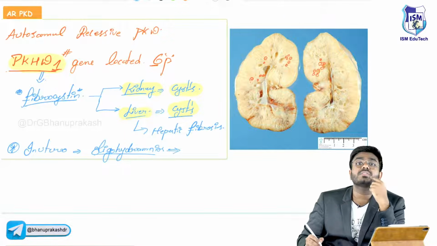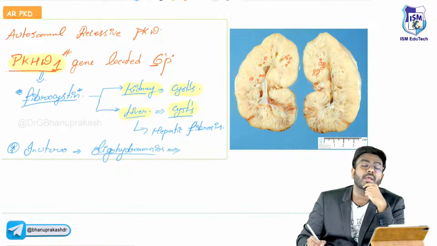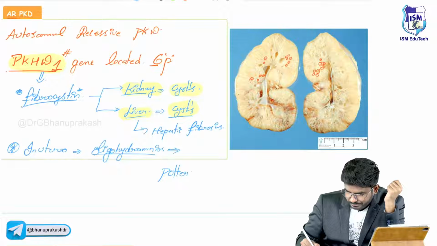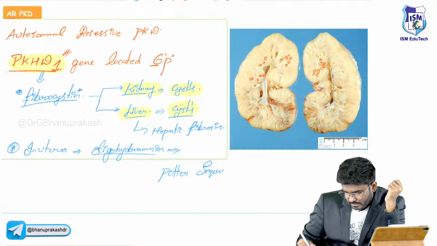Whenever there is oligohydramnios, which sequence is going to occur? Flat face, low set ears, micrognathia, pulmonary hypoplasia, limb defects. That's the Potter sequence. The Potter sequence is going to occur, sir.